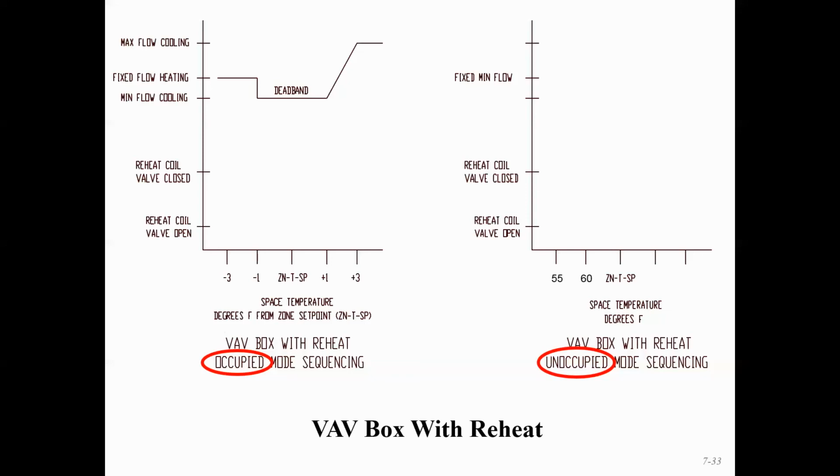As it falls and you enter into heating mode, this particular system has a single heating flow associated with that mode. At the bottom you have the reheat valve position, and as you would hope, you have the reheat valve closed as you're in cooling mode and in that deadband. But as it gets colder, you start sliding towards more and more of that reheat valve position open. On the right, when you're unoccupied, this system has a fixed flow associated with that mode, and the same reheat coil valve percentage profile as in occupied mode.